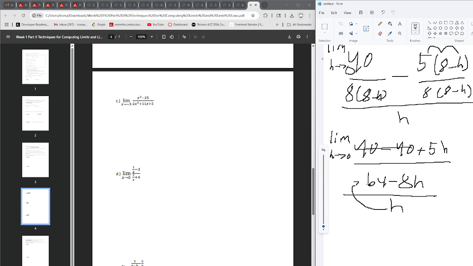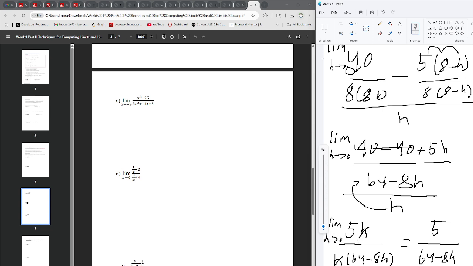We can multiply this denominator by this denominator. So what we have is 5h over h times 64 minus 8h. This h cancels out this h. This is 5 over 64 minus 8h. Hey, we could substitute in h as 0 as h approaches 0. This is equal to 5 over 64. Probably.